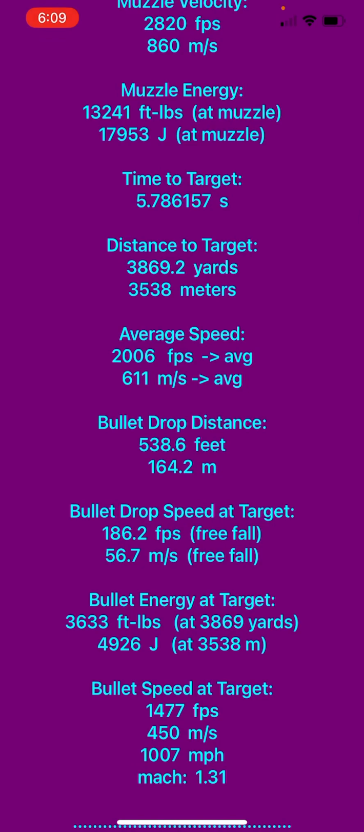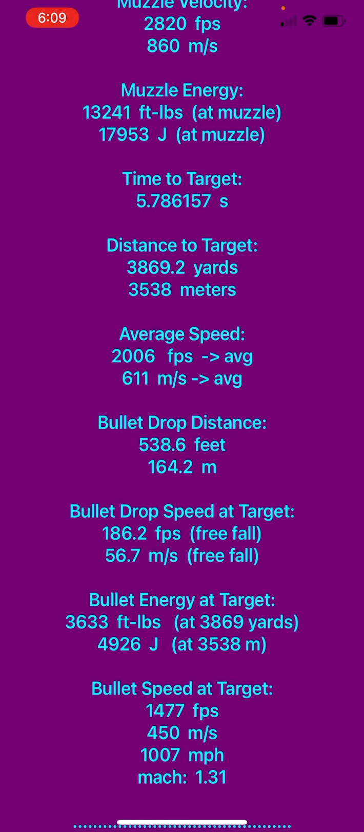What we also have here is the average speed. As the bullet leaves the barrel, it's slowing down every yard that it's moving. It's getting slower and slower and slower. It might be just a little bit. It could be a lot. It all depends on the situation, the size of the projectile, and the speed it's traveling at. But there is an average speed, the speed that it took to go from the barrel to the target.